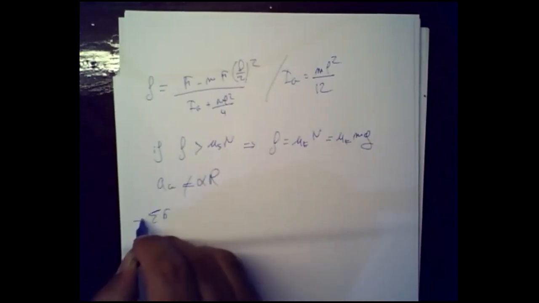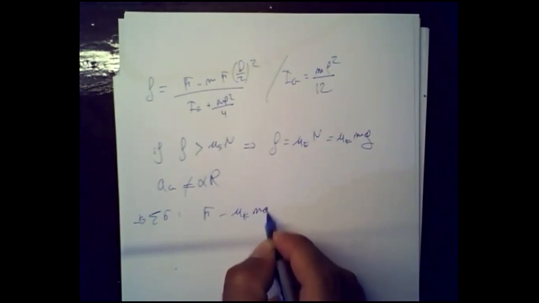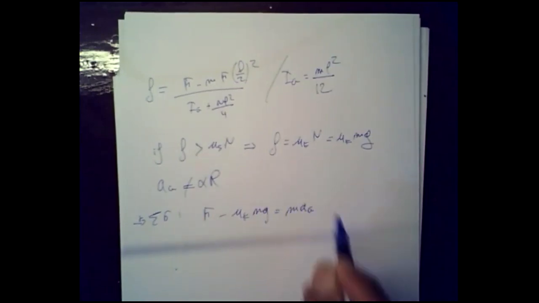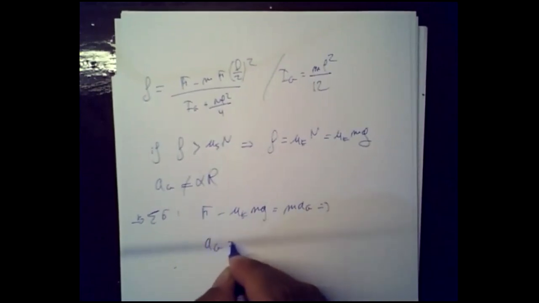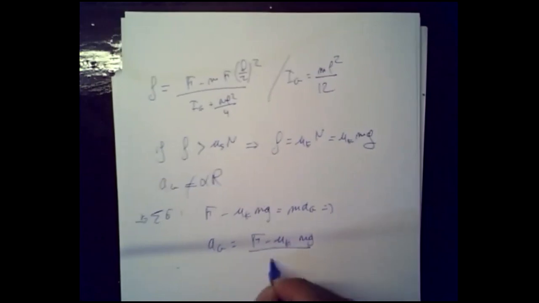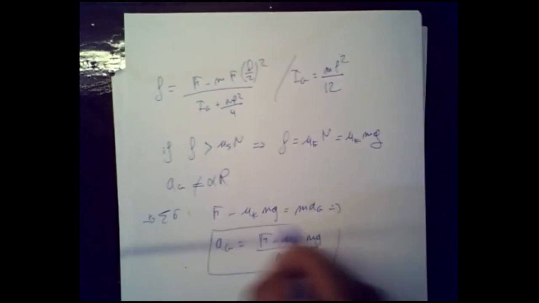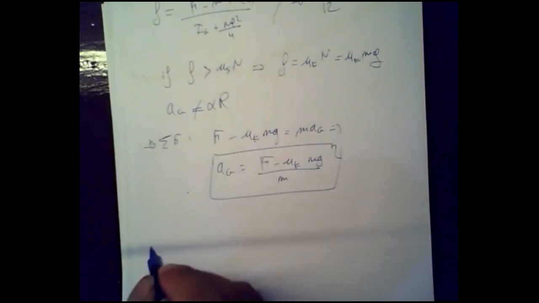And now summing the forces in the x direction, it's going to give me what? So F minus mu k mg is equal to m Ag. So now we are solving the acceleration based on this. So you get Ag is going to be equal to F minus mu k mg over m. And we need to also get the angular acceleration of the bar. How do you get the angular acceleration of the bar? By summing the moments, right?